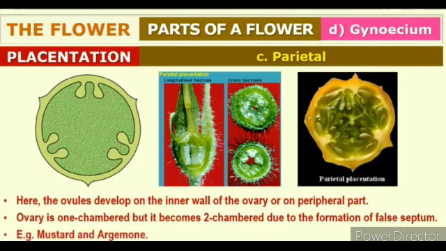In parietal placentation, the ovules develop on the inner wall of the ovary or the peripheral part. Ovary is one chambered, it becomes two chambered due to the formation of the false septum. Example, mustard and argemone.